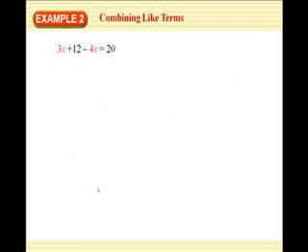And they agree with us. Okay, so example number 2 says combining like terms. Before we can solve for x, we need to do some cleaning up. We need to do some simplifying.